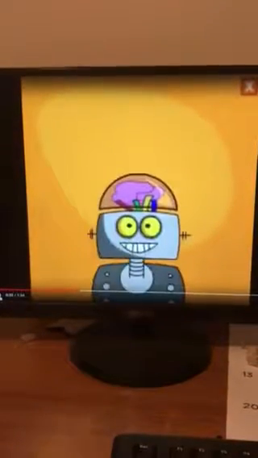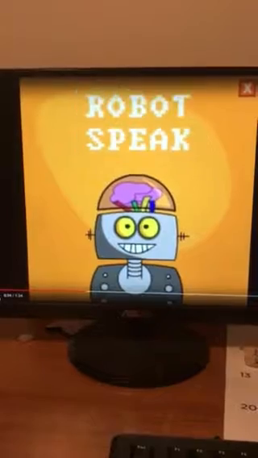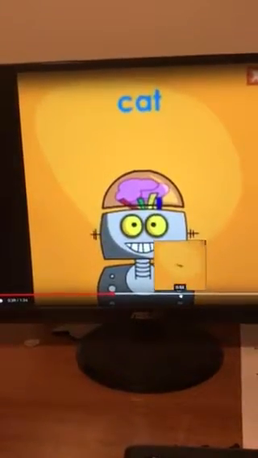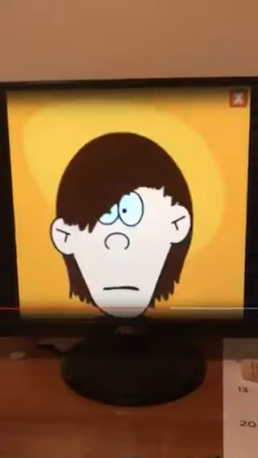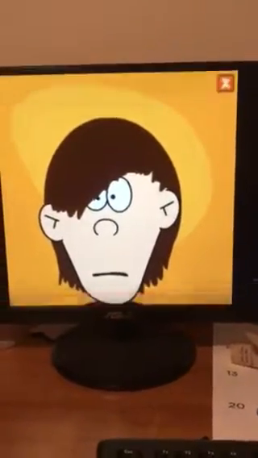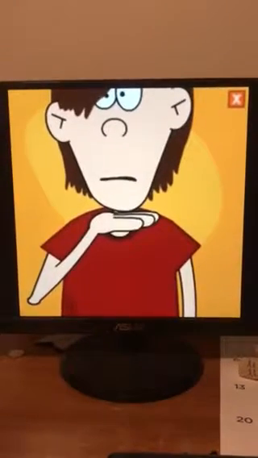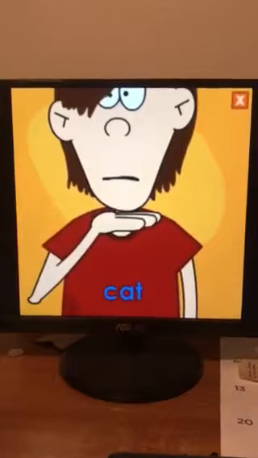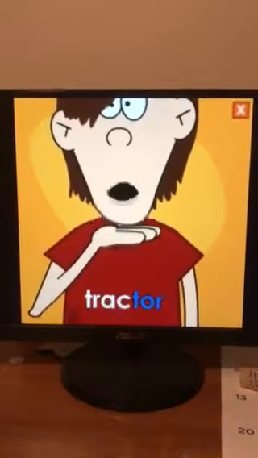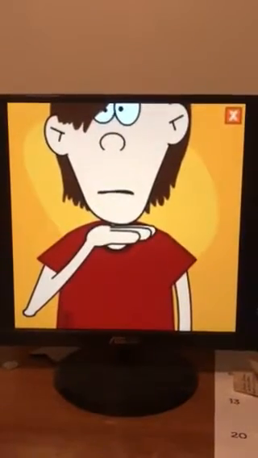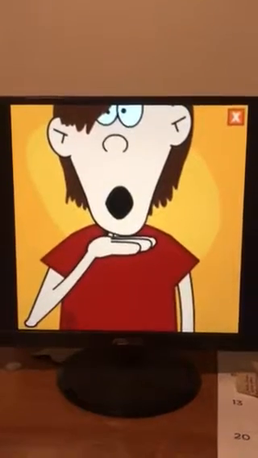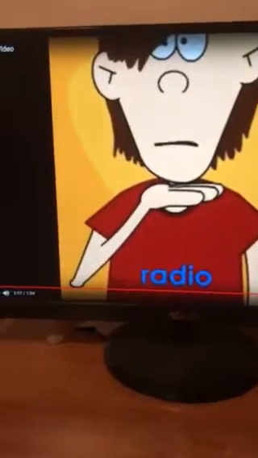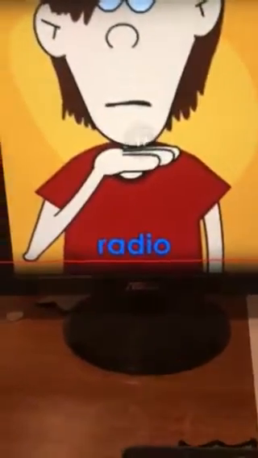Let's try another way to find syllables. It's called robot speak. Let's say these words like the robot. Cat. Say the words together again, but first, put your hand below your chin like this. Pay attention to when your mouth opens and closes. Cat, sunset, tractor. Did you notice that your mouth opens whenever you say a vowel? Each time your mouth opens, you've said another syllable. Radio.